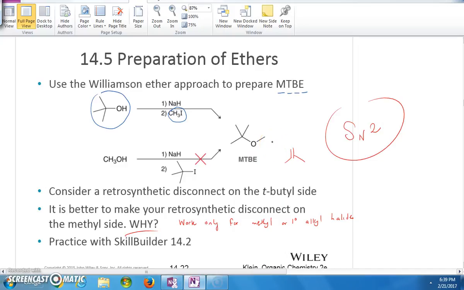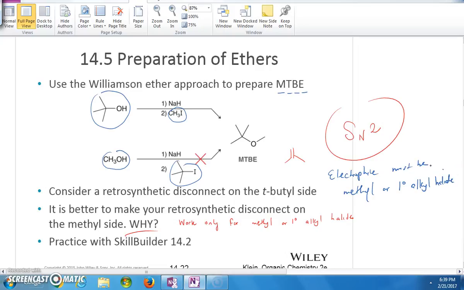You cannot try to make the methanol into a nucleophile and then this is your electrophile. You see, it's not going to work. No reaction. The reaction will not occur. That's because it goes SN2. In SN2, your electrophile must be methyl or primary alkyl halide, right? It has to be a methyl or primary alkyl halide.